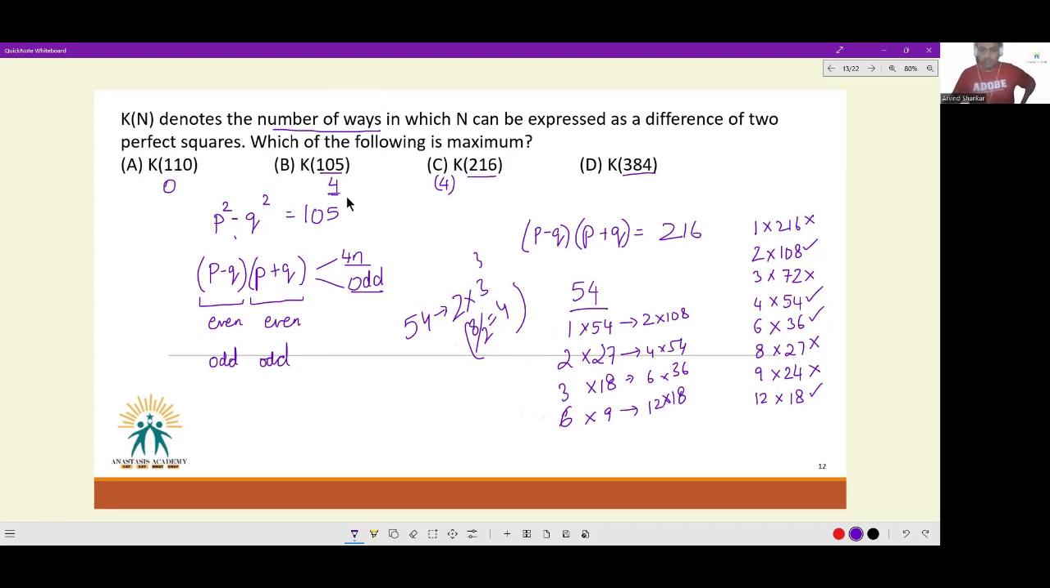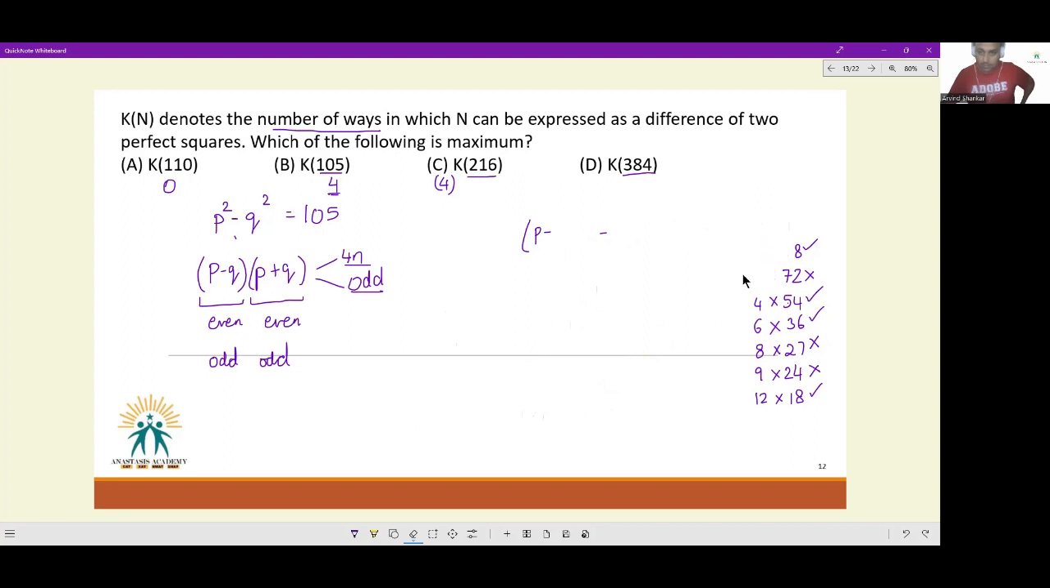Now, even when it is an even number, first thing you do is divide it by 4. Then whatever number you get, you find out its total number of factors divided by 2. Those many ways are there by which the given number can be expressed as difference of two perfect squares. Let us see if that works out for 384. Final result for 384. And then we'll also check it via the longer mechanism.